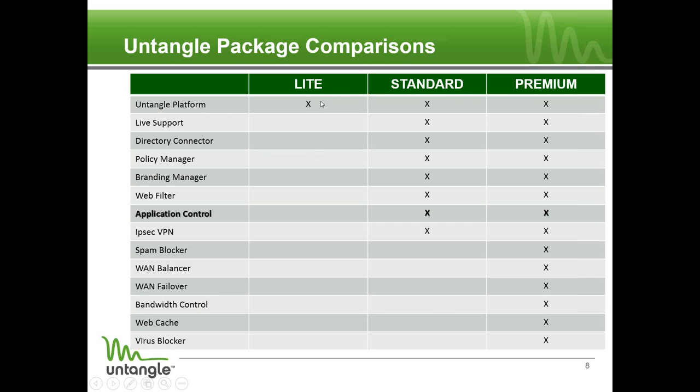We'll cover that if we do have time, as well as plenty of these other solutions that are available. You can see that the premium package includes the spam blocker, the WAN balancer, WAN failover, the bandwidth control module, web cache, and the premium virus blocker. So depending on what you need to do for your network, that really helps you decide. And of course, you can buy any of our modules as standalone application modules, but certainly the best value from a purchase standpoint is to get one of the packages we've created for you.